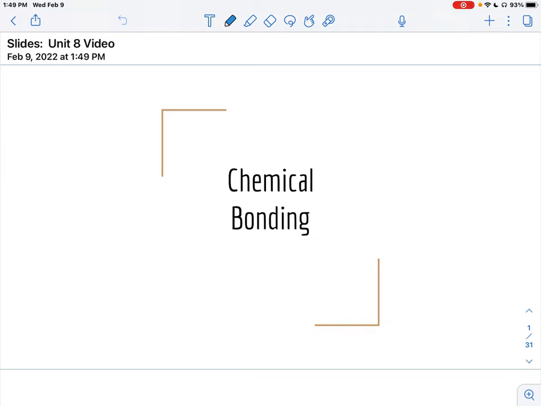So I'm going to do a little bit of an intro to chemical bonding here. I'll be honest, there's not a ton for us to actually do, so it will mostly be me explaining the notes. There will be a couple things that we actually go over with some graphs, but most of it is just me explaining the notes that you have in front of you.